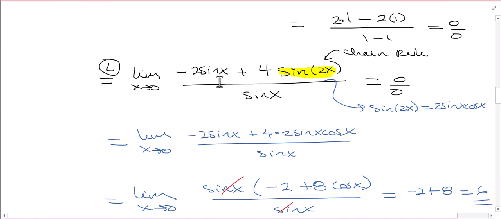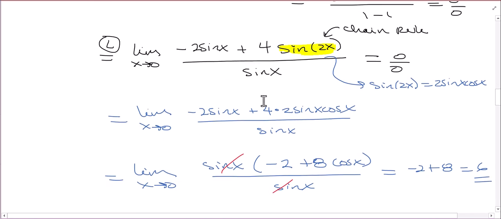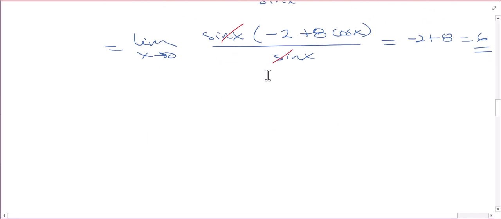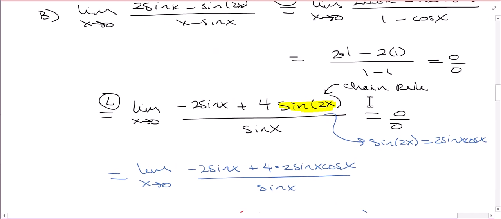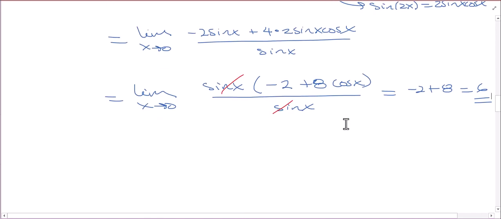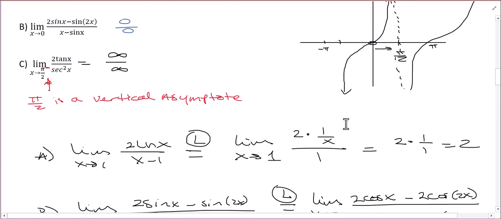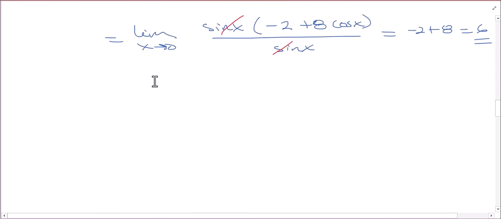You can still choose L'Hopital's rule again, and now what's going to happen, you're going to get cosine x on the bottom, and now you're going to have a 1 on the bottom, and your limit will be able to come out. So either way, at this point, I chose to do algebra, but you can do another L'Hopital's. And what's the third one? The limit as x goes to pi over 2 of 2 tangent x over secant squared x.